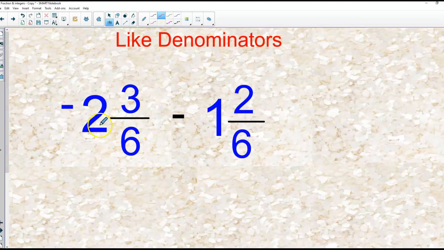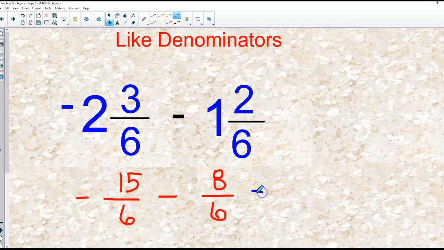So remember, 6 times 2 would be 12, plus our 3, I get 15/6. And I'm going to bring my negative sign with me. Okay? And I need to make this one improper. So I have 6 times 1 is 6, plus 2 would be 8/6. Okay, now it looks like it did yesterday, where we don't have whole numbers to worry about. So now we can just do our normal solving of this.